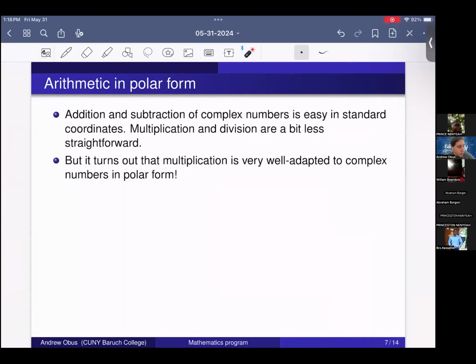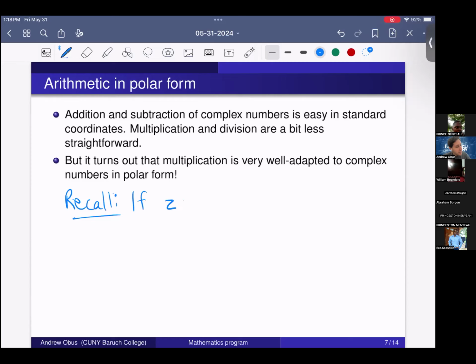All right, so let me say a little bit more about this. Why would we do this? Well, adding and subtracting complex numbers is pretty easy, but multiplying them is a little bit of a pain. It turns out that multiplication does very well for complex numbers in polar form. So let me just recall what we had on the previous page, and then we'll see how it works on the next page.